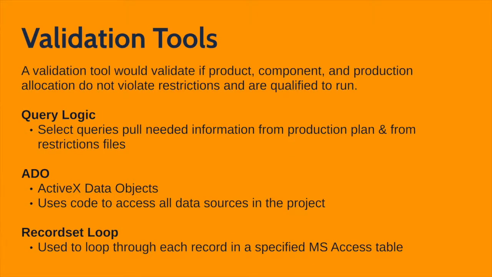If we implemented a validation tool, it would need to confirm that allocations from the production plan do not violate any restrictions. To prepare for creating this, we researched query logic, ActiveX data objects, and record set loops. The combination of ADO and record set will allow us to use VBA code to loop through each record in a table for testing.